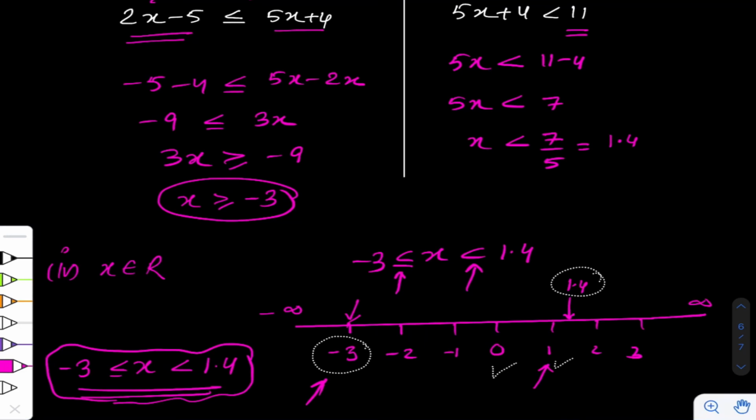Moreover, if they are asking to represent the solution on the number line, you have to shade this area till here, and remember minus 3 is included, so this circle should be filled, and 1.4 is not included. You can see there is no equality sign here. So you will make one circle and keep it empty. When some number is included in the set, you make a circle and fill it. And if some number is not included in the set, you make a circle and leave it empty.